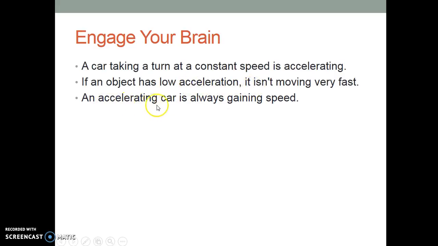An accelerating car is always gaining speed. So list if they're true or false, and be ready, when you come back, to discuss them, and we'll compare our answers and discuss them in class.